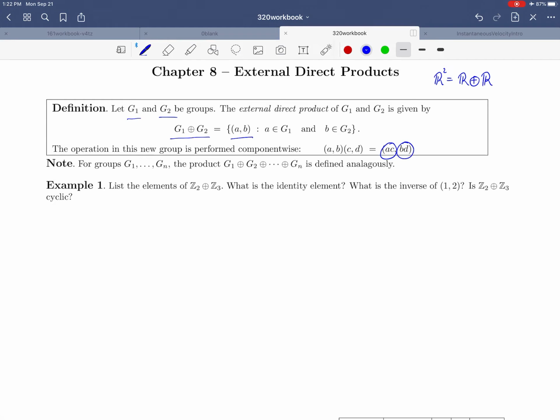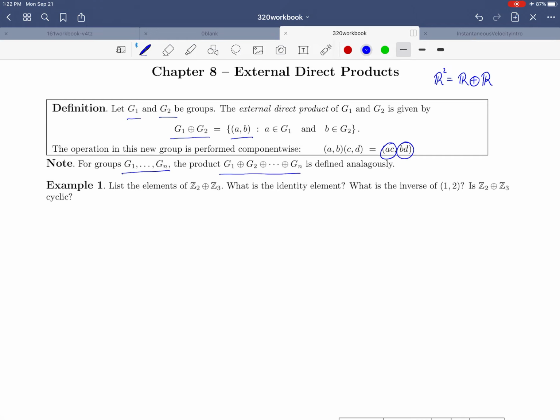Okay, now we can do this with more than just two groups. We can do it up to n groups. And so our note says if we take more than two groups, so we have G1 through Gn, then the product of G1 all the way through Gn is defined exactly the same way. So just instead of having two components, we have n components.